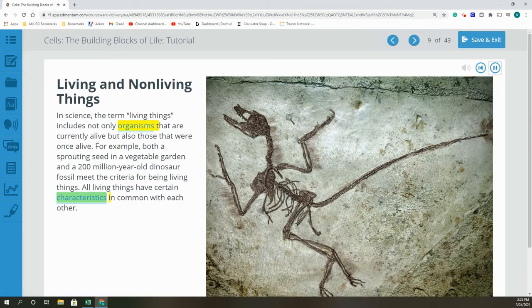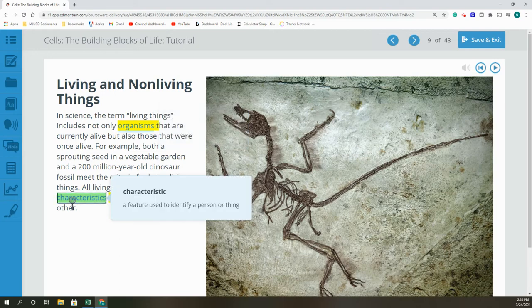Living and non-living things. Organism, an individual living thing. Characteristic, a feature used to identify a person or thing.